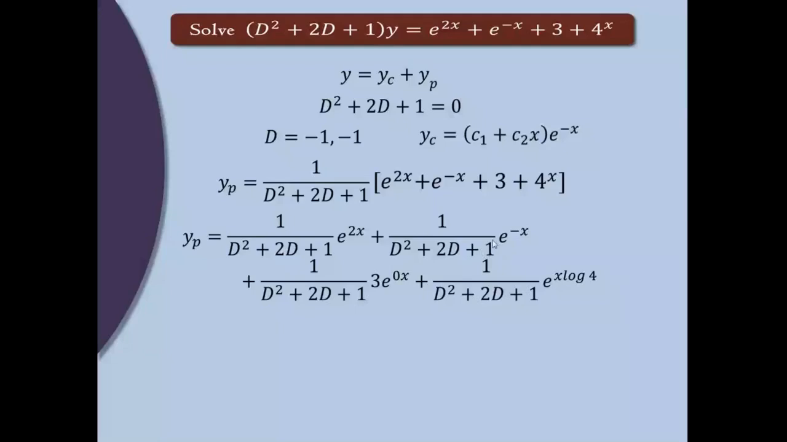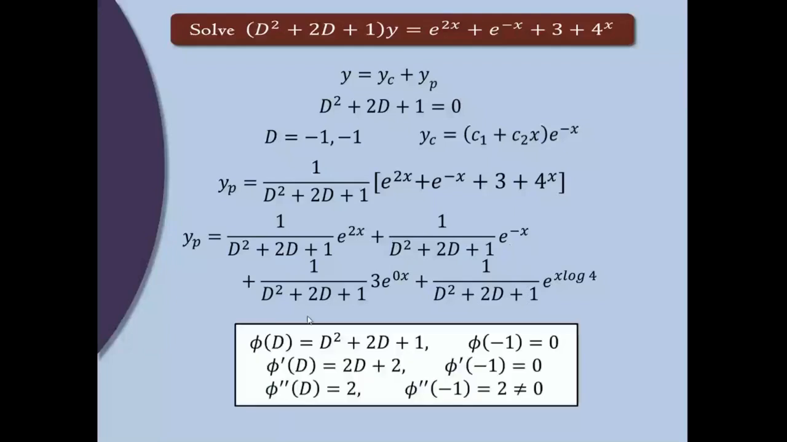We cannot do replacement directly here because it becomes 0. And if it becomes 0, take that as phi of d, d square plus 2d plus 1. Replacing by minus 1, it gives 0. So find its derivative. The derivative of d square plus 2d plus 1 is 2d plus 2. And then do the replacement. Replace it by minus 1. 2 into minus 1 plus 2, again 0. So take one more derivative. The derivative of 2d plus 2 is 2. And then do the replacement. As there is no d, this constant term will remain as it is, 2, which is non-zero.